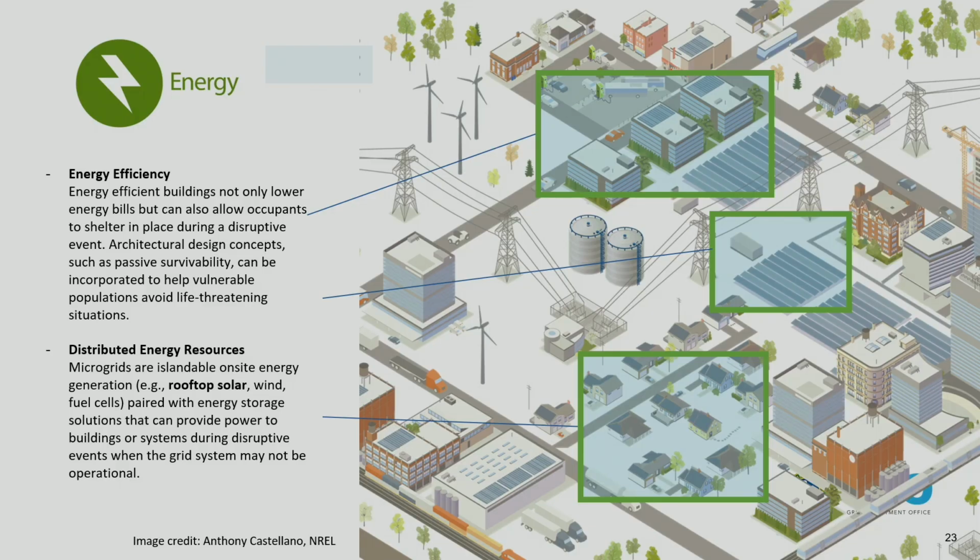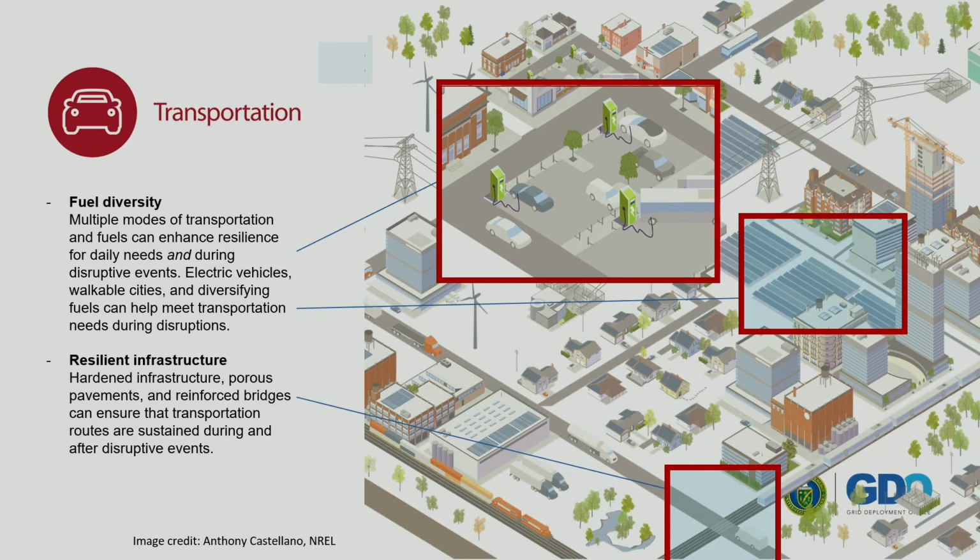In the energy domain, we're thinking about energy efficient buildings and distributed energy resources, and how they can be used interchangeably in a disruption event scenario. Transportation systems rely heavily on energy, from traffic signals to electric vehicles, so understanding where there can be fuel diversity or resilient infrastructure like porous pavement or reinforced bridges is necessary and important.